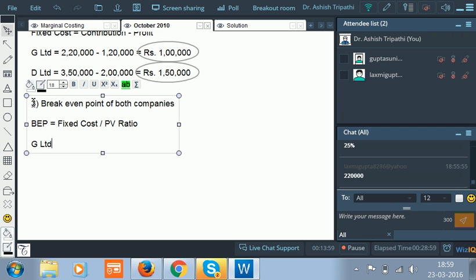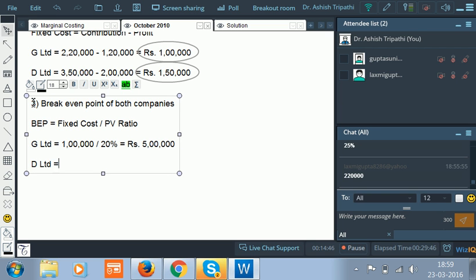हम लोग पहले कैलकुलेट करेंगे G Limited का. So let us calculate the break even point for G Limited. G Limited का fixed cost is, just now we have calculated, G Limited का fixed cost is 1 lakh upon G Limited का PV ratio. G Limited PV ratio is 20%. So if we calculate this, let's see how much we are getting. 1 lakh divided by 20%. So we are getting rupees 5 lakhs.